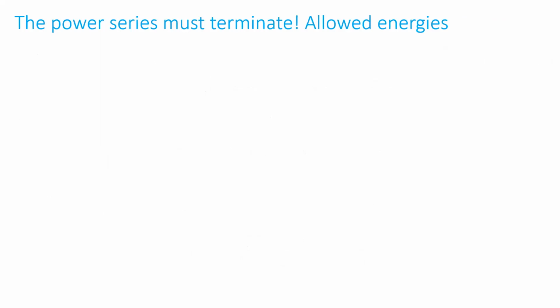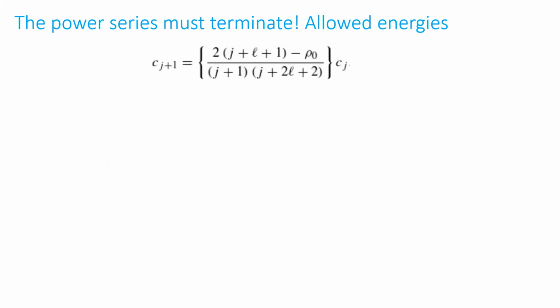Okay, so again, the theme is that the power series must terminate. That's what we saw in the harmonic oscillator. And that's what gives rise to the allowed energies, what we call the quantized allowed energies for the hydrogen atom. So how does that work? Well, here's the recursion relation again.